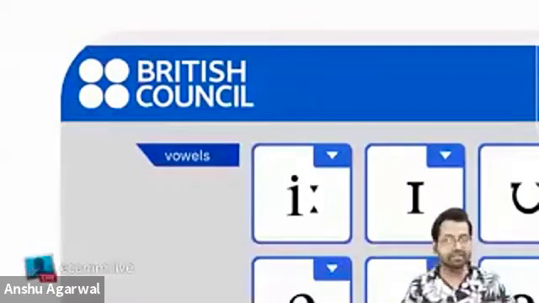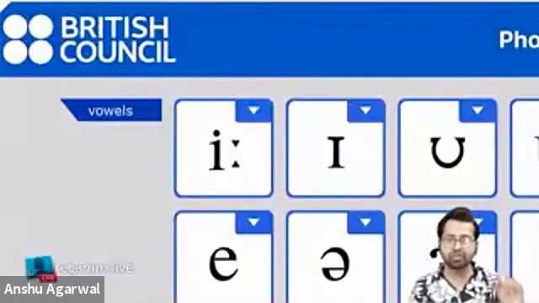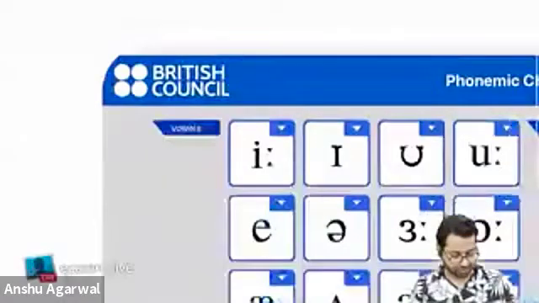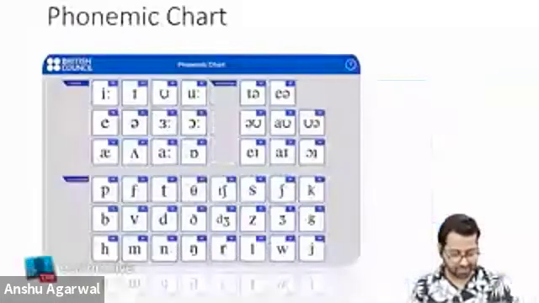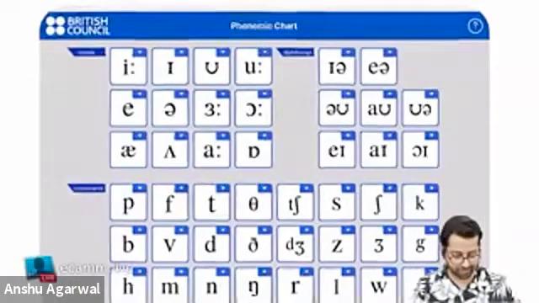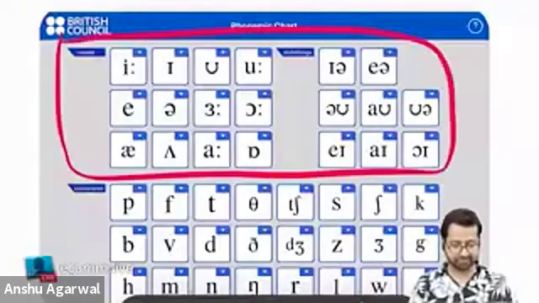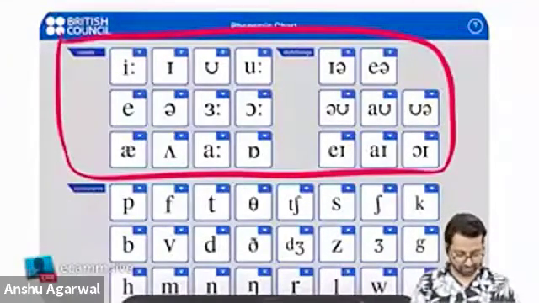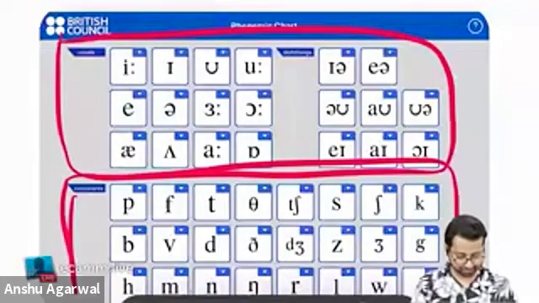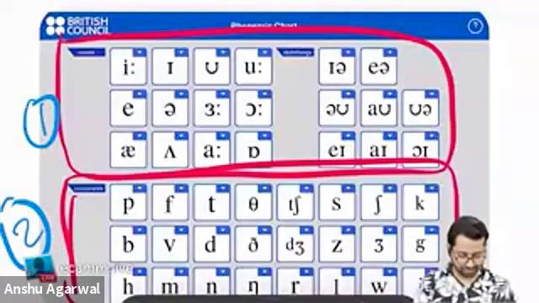In the app, you can touch all these symbols individually. The moment you touch one, you can hear the sound. Okay, so let's understand them. This chart has been broken down into two main categories. This is the first category, and this is the second category. This is 1 and this is 2, right? So let's understand why this has been done.